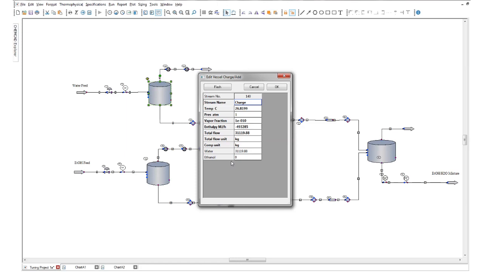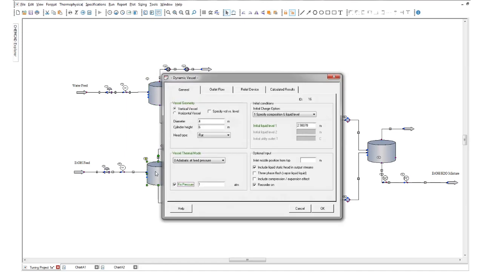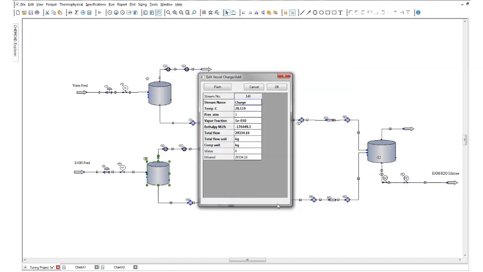Initially in the tank, we have pure water, about 31,000 kilograms of pure water, and the temperature is 26.8 degrees Celsius at 1 atmosphere. I have the same tank for my ethanol, same dimensions, same or similar initial liquid level, fixed pressure. We have outlet flow on that as well. But in this case, our charge is now pure ethanol in that tank rather than pure water.